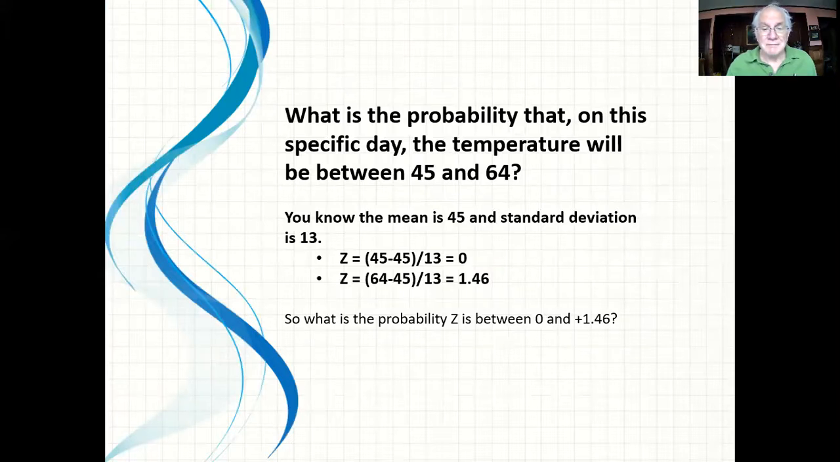Again, here's the math of that. This is a different problem. What's the probability of a specific daily temperature between 45 and 64? Well, 45 minus 45 is 0 divided by 13. So that gives me a z-score of 0. 64 minus 45 divided by 13 gives you a 1.46. So you're asking, what's the probability the z-score of that temperature will be between 0 and positive 1.46?